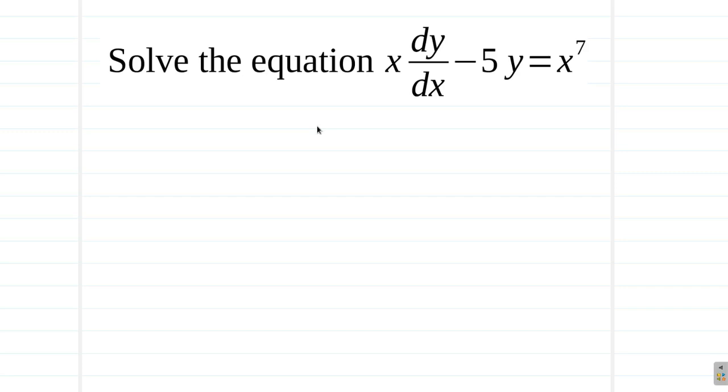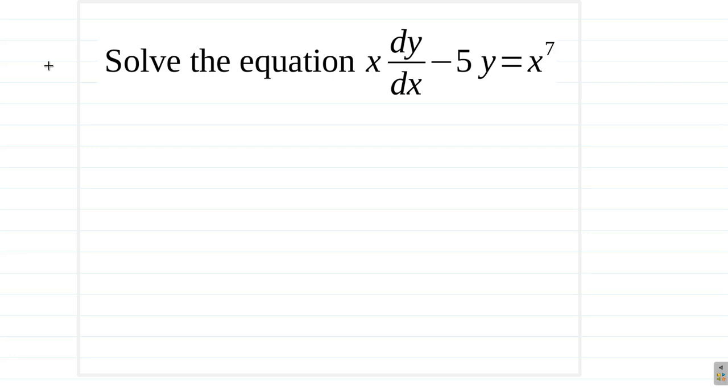Solve the equation x dy by dx minus 5y equals x to the power of 7. Now, what you have here is a differential equation, right? Now, it can be written in the form dy by dx plus py equals q. Because from looking at it, it doesn't seem like you can solve it by direct integration or by separating the variables, but it can be written in that form.